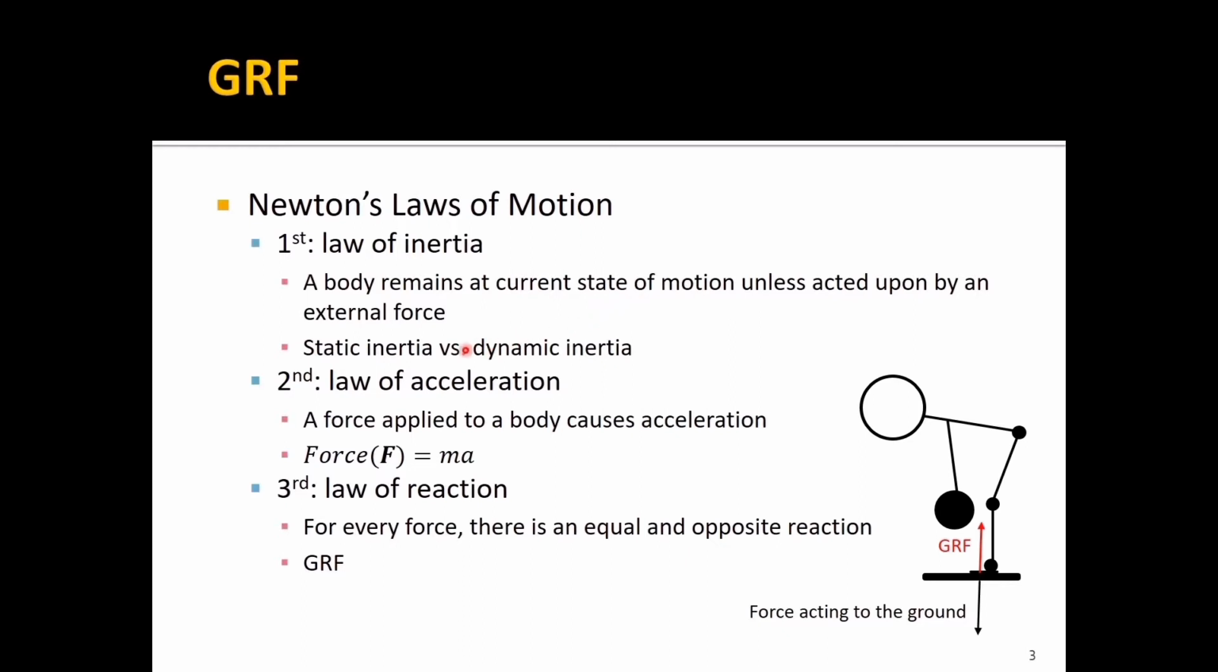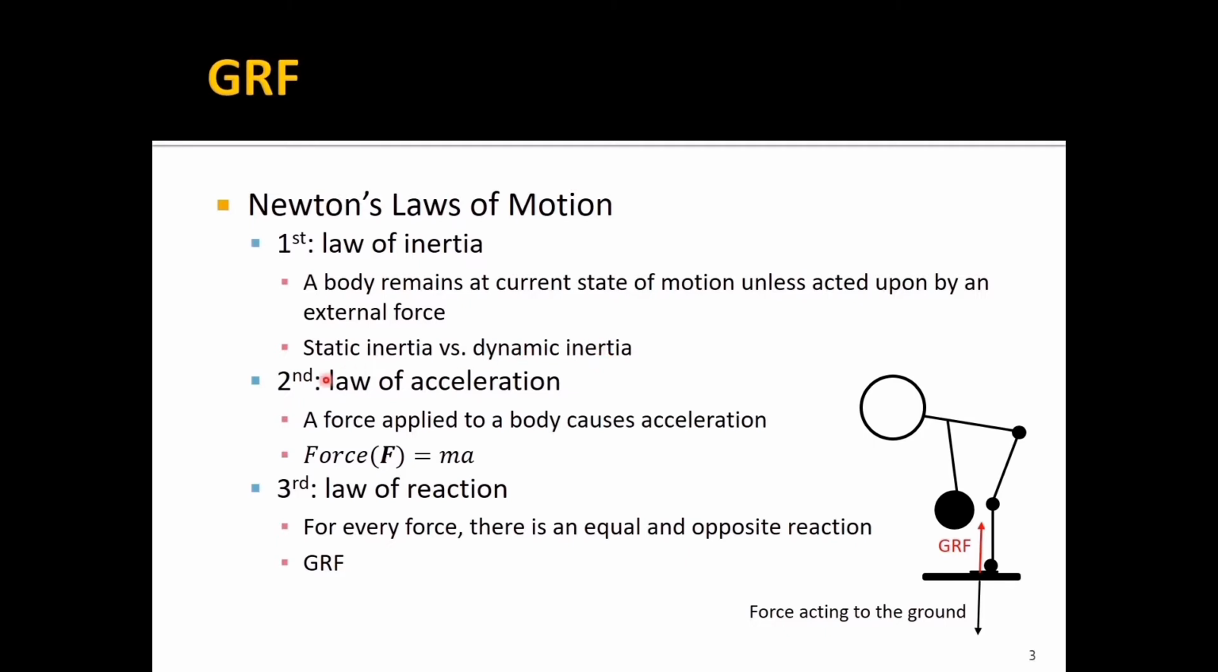And then here's an example of the law of inertia: static inertia versus dynamic inertia. If you understand the difference between these two, you will be able to easily understand the law of inertia. Here, static inertia means if an object is not moving, the object has a tendency to be stationary. Dynamic inertia: if an object is moving, the object has a tendency to keep moving. There's a difference between static inertia and dynamic inertia.